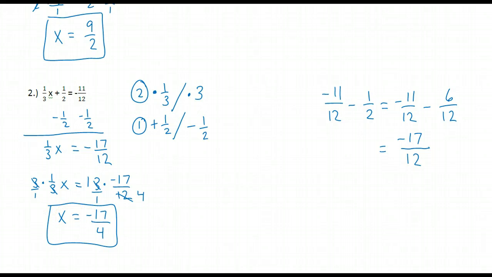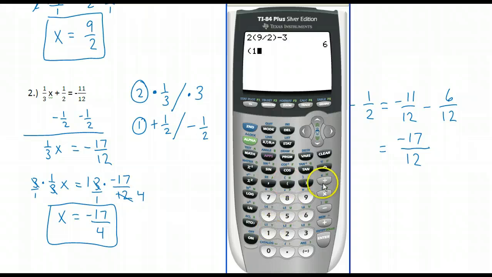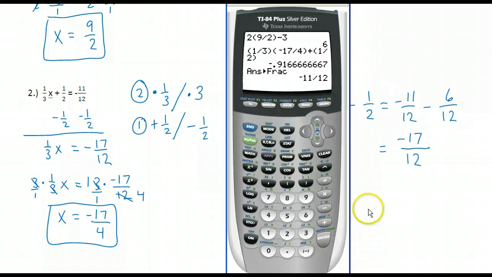Again, I'm going to use my calculator to check my answer. 1/3 times negative 17 fourths plus 1/2. Now I get negative 9.16 repeating. To convert this to a fraction, I'm going to hit Math, Fraction. I do get an answer of negative 11 twelfths. So negative 17 fourths is my answer.